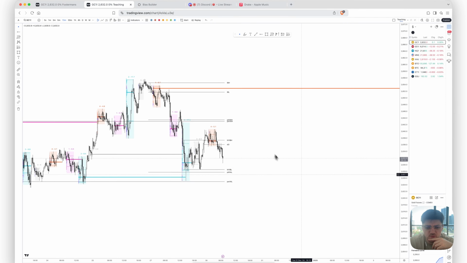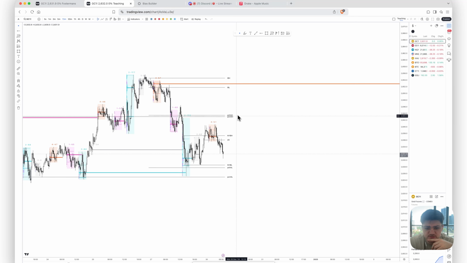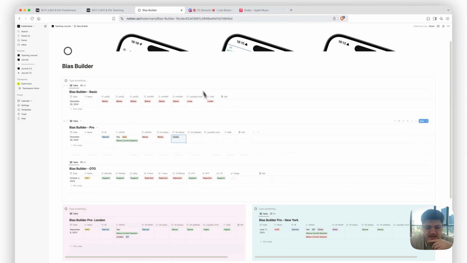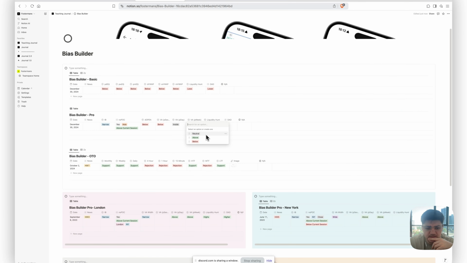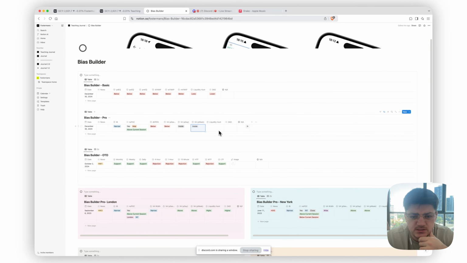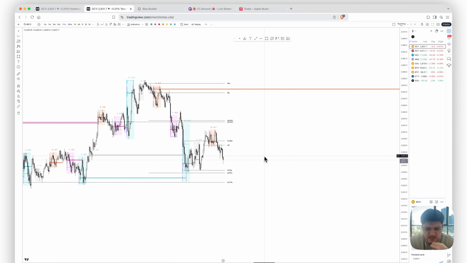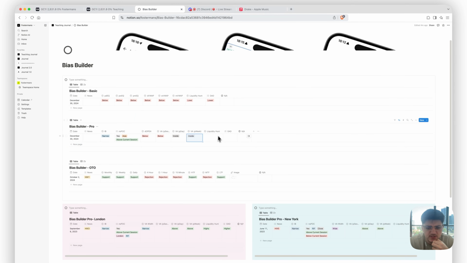Value area previous week. So previous week value area high and previous week value area low. We are inside that. So neutral. Let me just add inside. And liquidity hunt. Let's see, like I say, we're down near these lows. Okay, so liquidity hunt at lows.